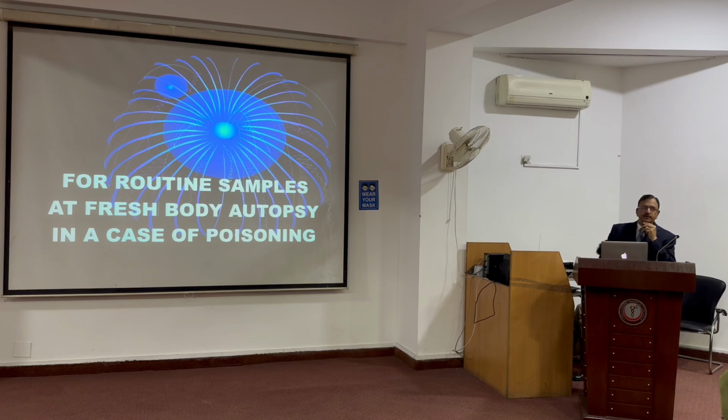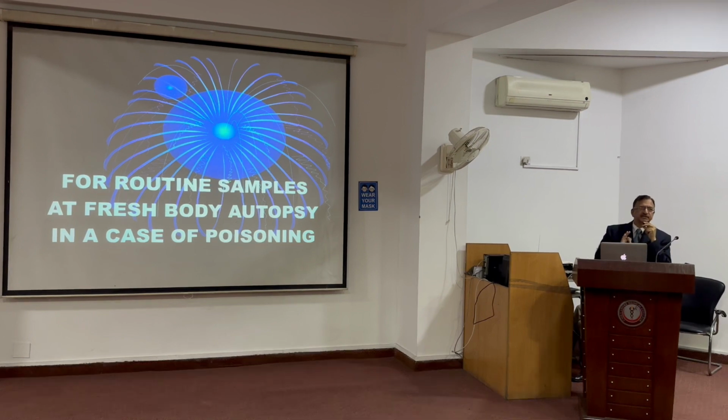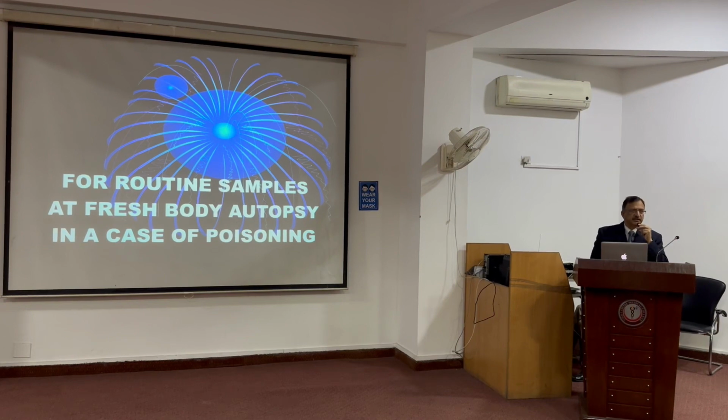On a fresh body, in routine, I am not talking of the exhumation. On a fresh suspected case of poisoning, we routinely collect the stomach with its contents, bottle number 1; bottle number 2, a piece of small intestine approximately 2 to 3 feet; bottle number 3, a piece of liver with gallbladder, spleen, half of each kidney or one kidney.